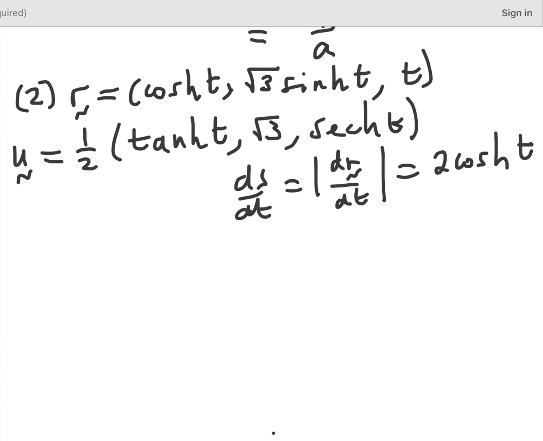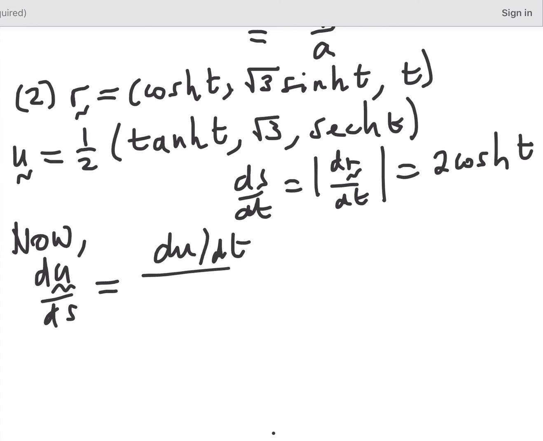So to find the curvature, we need the derivative of u with respect to s, and for the derivative of u with respect to s, we need the derivative of u with respect to t, etc. So let's just recall what we need. And now, du ds would be given by du dt, chain rule again, divided by ds dt. ds dt we have already, it's 2 hyperbolic cos. All we need is du dt.